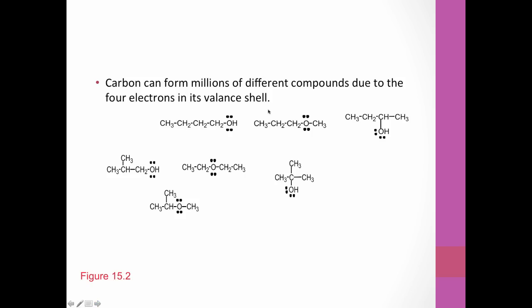So carbon can form millions of different compounds because it's got 4 unpaired electrons in its valence shell. Because it's got those 4 unpaired electrons, it can bond with one thing, it can bond with 2 things, it can bond with 3 things. There's a great deal of variety. So because it has all these different options open to it, we end up with millions and millions of different carbon-containing compounds.